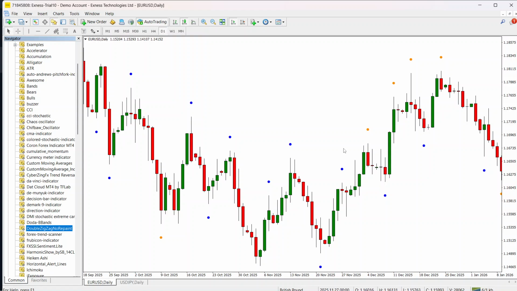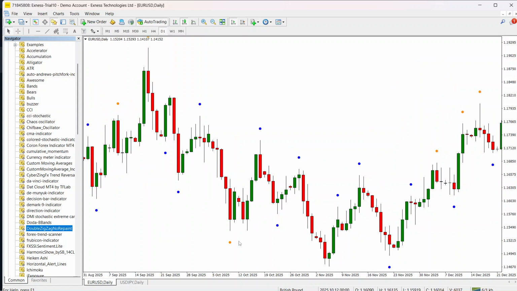The indicator places colored dots on the chart at identified pivot points. Blue dots mark pivot highs detected by the faster zigzag, while dark orange dots mark pivot lows from the faster zigzag and are also used by the slower zigzag for both highs and lows.